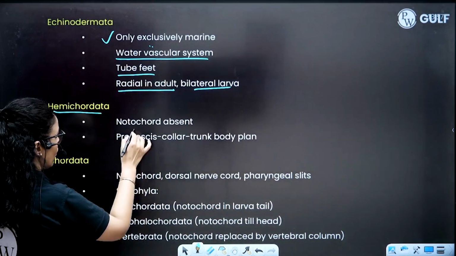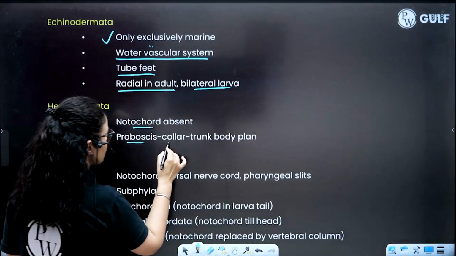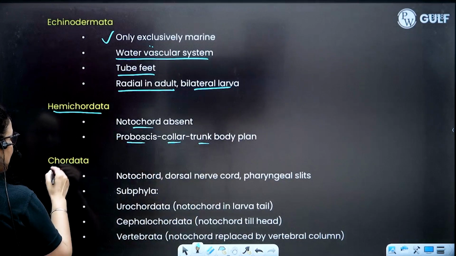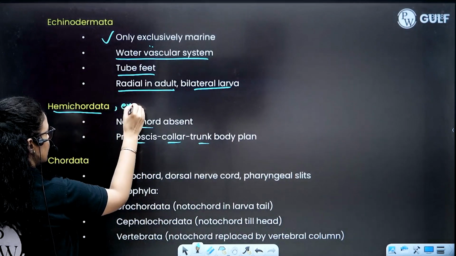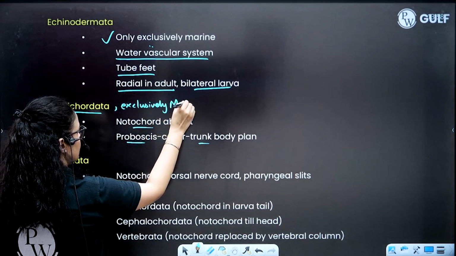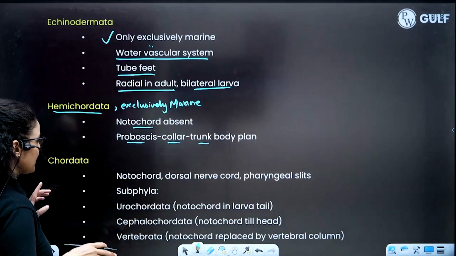Hemichordata, notochord is absent in them. Proboscis, collar and trunk is their body plan, body divided into the 3 parts. And they are also exclusively marine. Right? Without any exception, they are living in marine water.